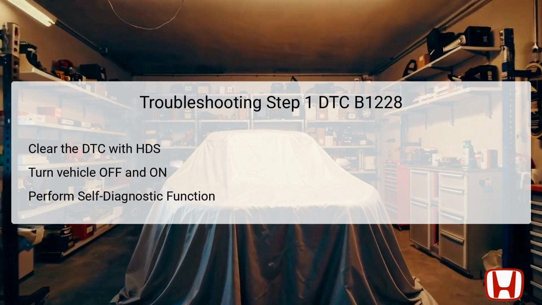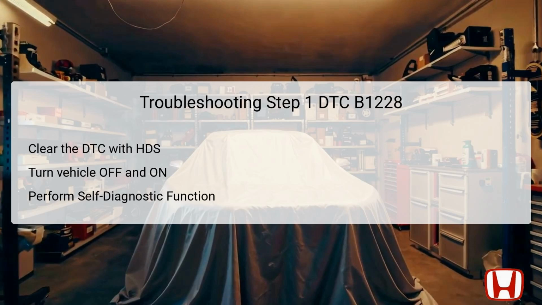The verification of whether DTC B1228 or indicator 06 reappears is critical. If it does, this indicates that the failure has duplicated and further investigations are warranted. However, if the code does not reappear, it may signify an intermittent failure.